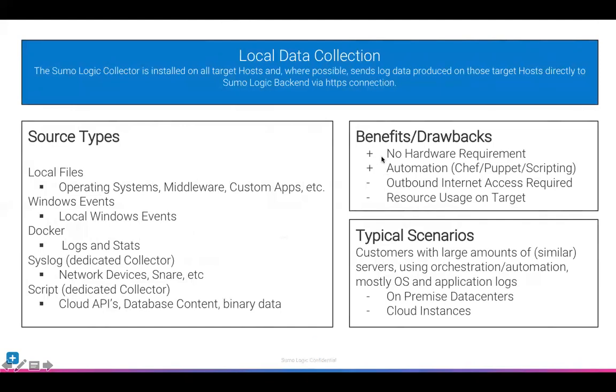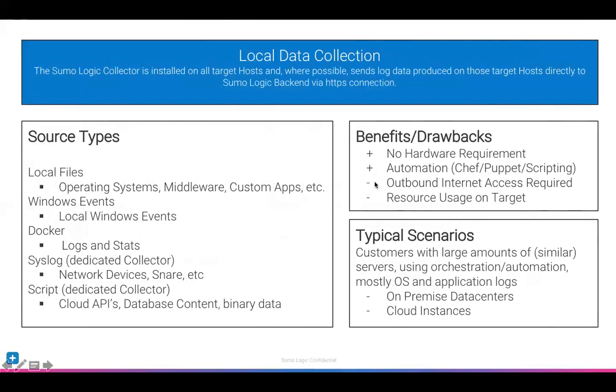So the good thing about local data collection is that you don't need any additional hardware. Why? Because you're using the same exact machine that is producing those logs, right? So you have a collector on that same hardware and it's just grabbing data from there. If you want to use any sort of automation, so you want to use Chef, Puppet, or scripting, this is the easiest way to do it, right? You just have a local collector on any of those machines that get spun up.